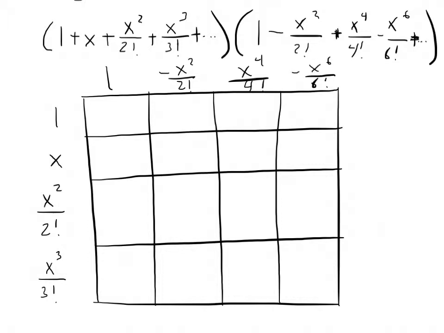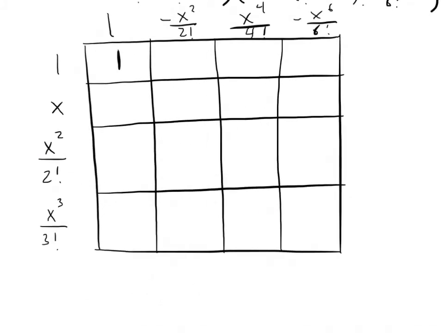Right? So when I start multiplying these together, I've got 1. Now, 1 is a constant term, right? So I know that my product is going to start with that, 1. Then the next thing I'd have is 1 times x, which is x. And over here, I would have 1 times negative x squared over 2 factorial, which is negative x squared over 2 factorial. Now, this is where it sort of gets fun.